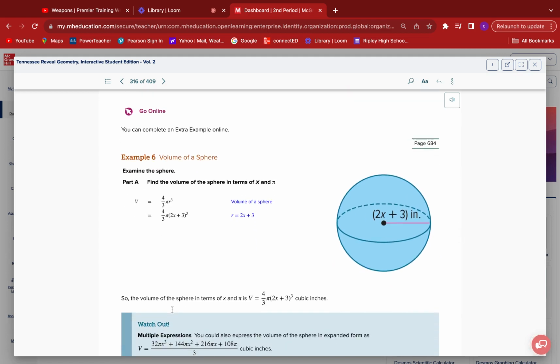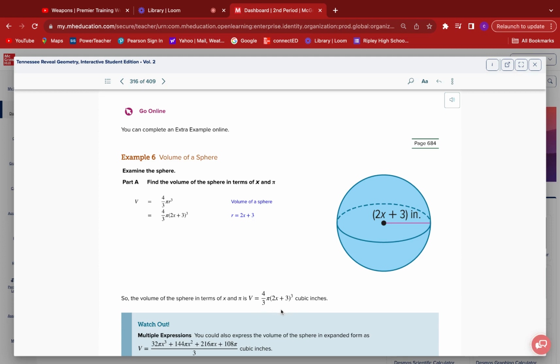All right, example number 6. Okay, let's see. We got to examine the sphere. Got to find the volume in terms of x and pi. Okay, I notice my line is a radius line, not a diameter, because it only goes to the center. So r is 2x plus 3. That's what you're going to cube. And thank the Lord above, they did not actually have us do that. Because that would have been 2x plus 3 times 2x plus 3 times 2x plus 3. Foil method and another foil. So anyway, they leave it alone.